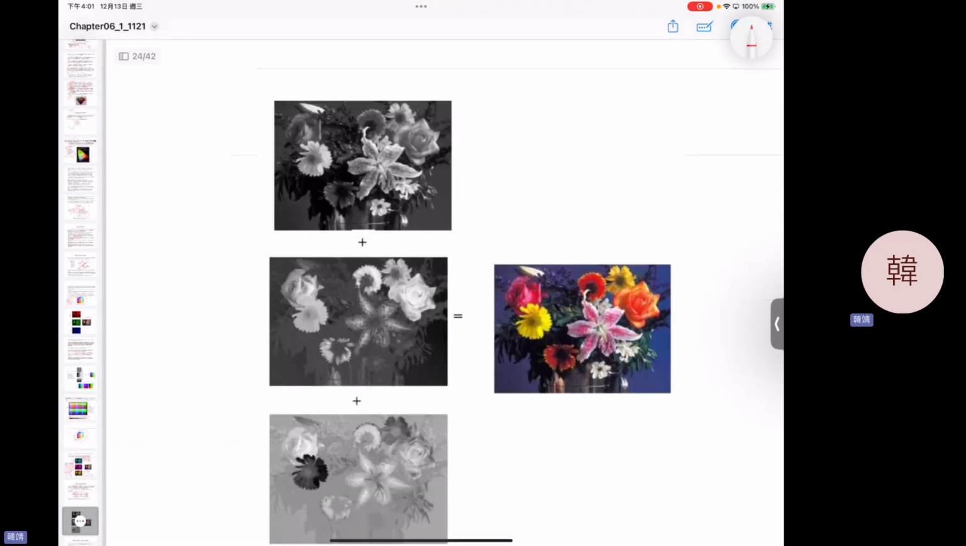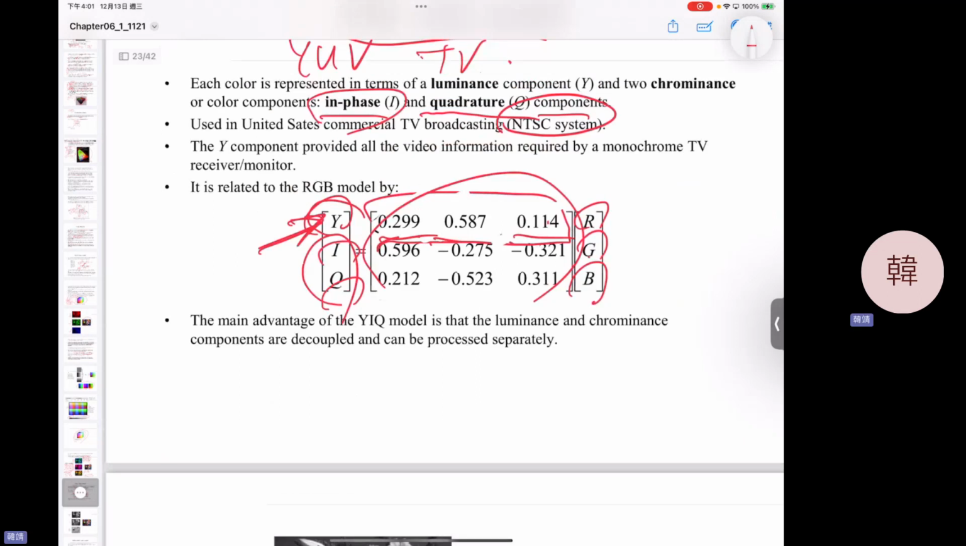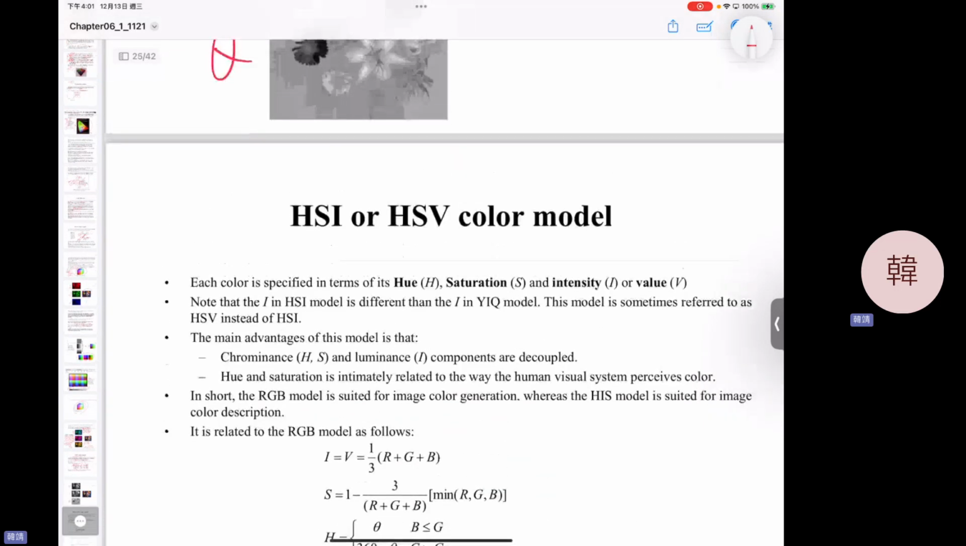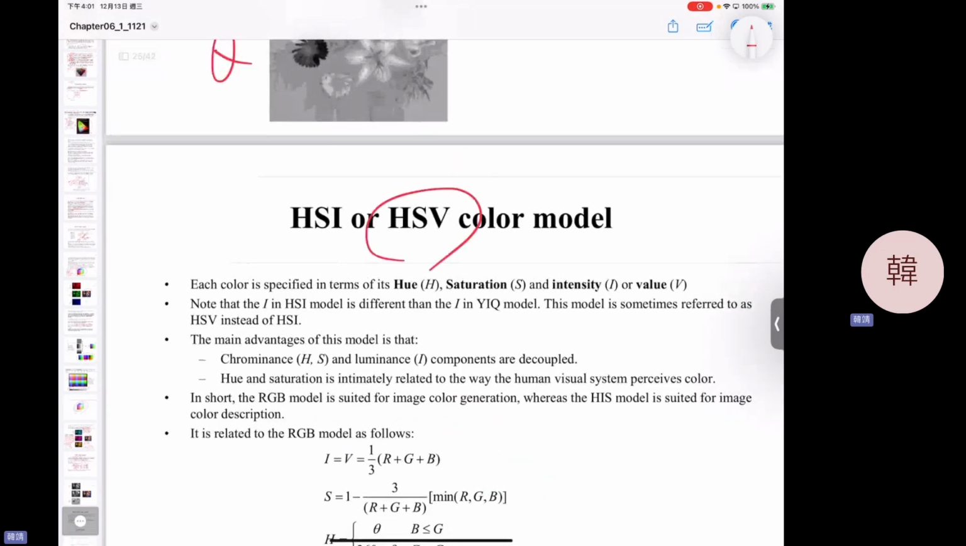This is YIQ for the color system, based on this transformation. So we have a lot of color models, and we can transform from one to another. Next time we will see how to transform to HSI, hue, intensity, and saturation. It's a different way because it looks at the hue angle. Okay, so let's stop here.